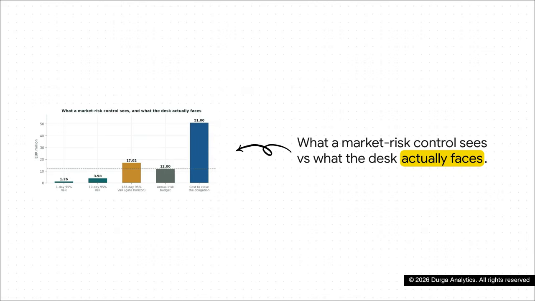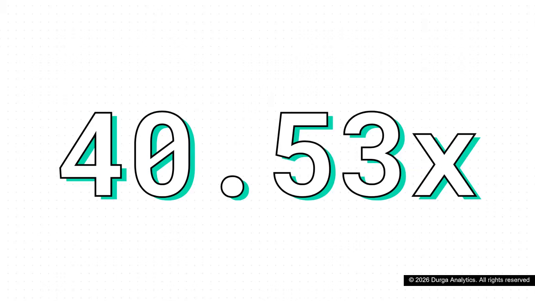But look at the other side of the equation. The desk actually faces a 51 million euro cost to close the obligation gate. Let that sink in. That means the actual decision exposure to close the gate is 40.53 times larger than what a one-day 95% VAR reports. It's not that VAR is mathematically wrong. It's just answering a completely different question.